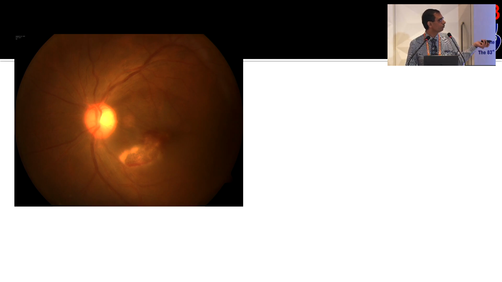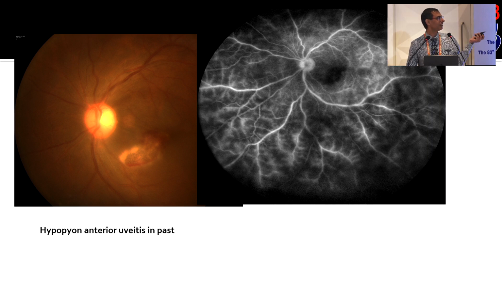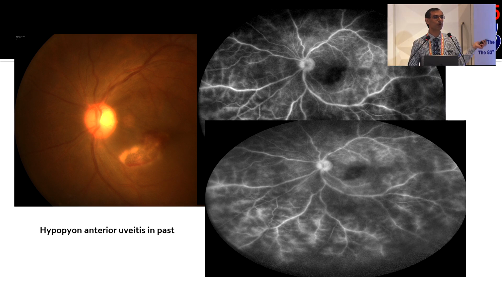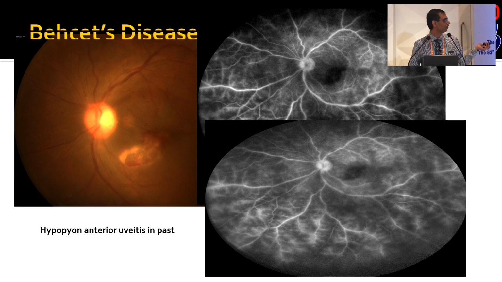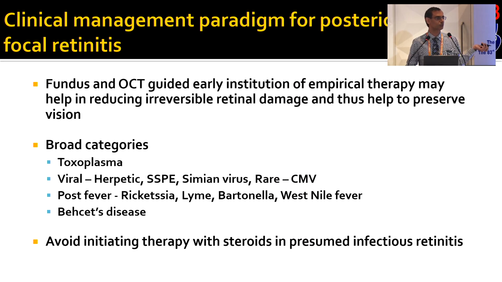So now just to again leave you with this case, what do you think this lesion would be? Would it be toxo? Would it be post-fever? Would it be herpetic? Or would it be CMV? Okay, so again, history taking has to be there. You have to see the patient in total. This patient was carrying a record of hypopyon and uveitis. So this patient is diffusely leaking everywhere. It was more of a Behçet's focal retinitis. In this patient, we just treated with oral steroids. So that also should be in the back of your mind.